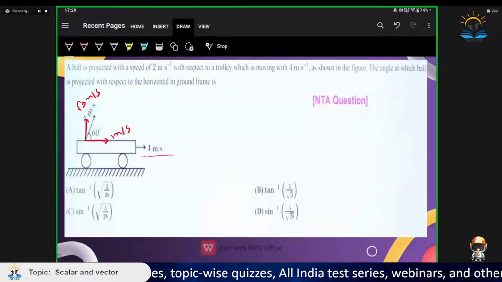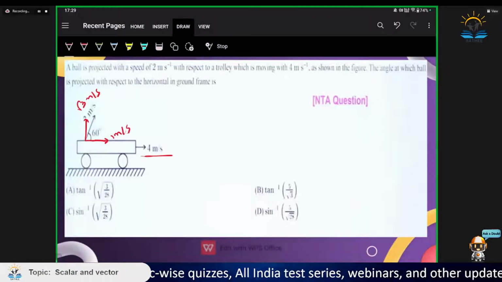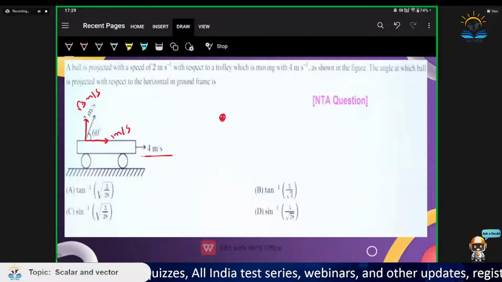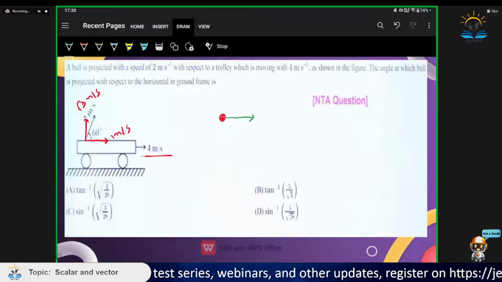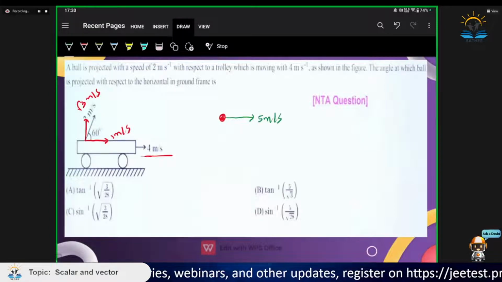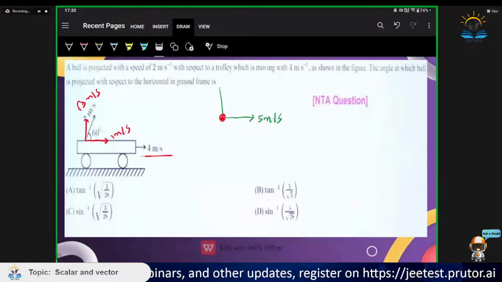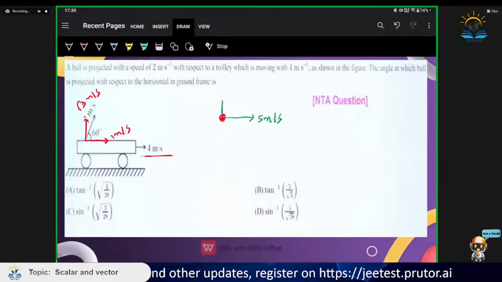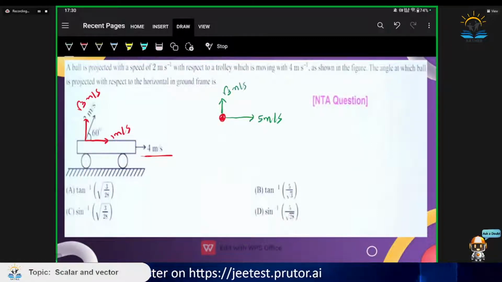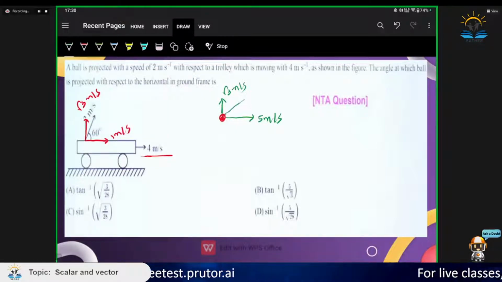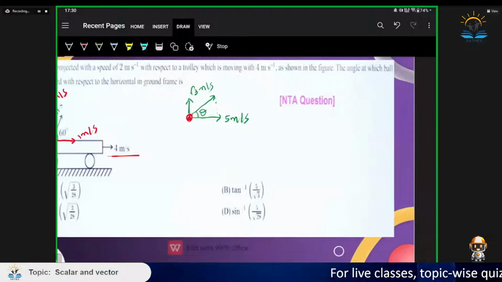So this trolley is moving with a speed of 4 meter per second. Right. So with respect to ground, if we are seeing, the horizontal component of velocity will be 1 plus 4, that is 5 meter per second. But there is no change in vertical component because vertically the trolley has no movement, right? So here root 3 only, root 3 meter per second. So this will be the resultant velocity. From this we can derive this theta, right?